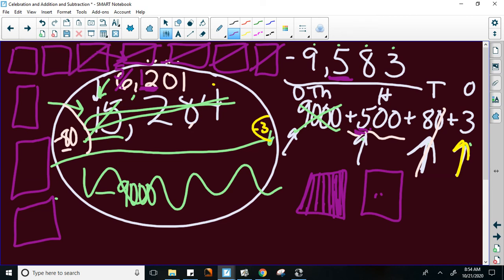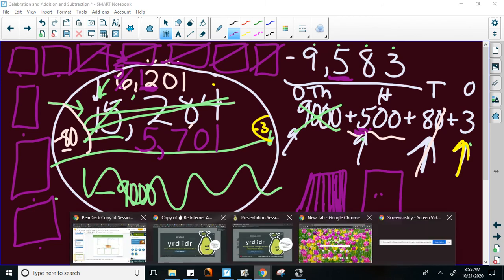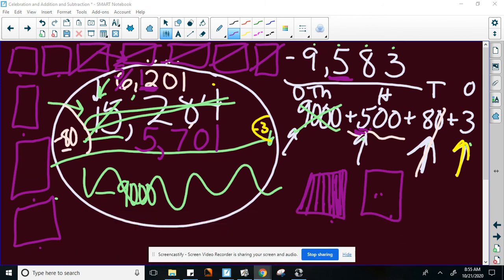Now how many am I having left? What is 12 take away 5? 1, 2, 3, 4, 5, 6, 7. I have 7 hundreds left. So here's my new number of what's left over after I took all of it away. 5,701. Well, boys and girls, I hope that makes sense to you. And that's all I have. All right. Peace out. We'll keep working on this. No worries.